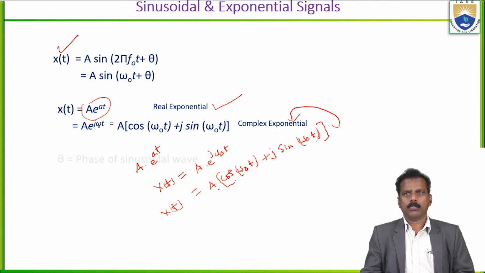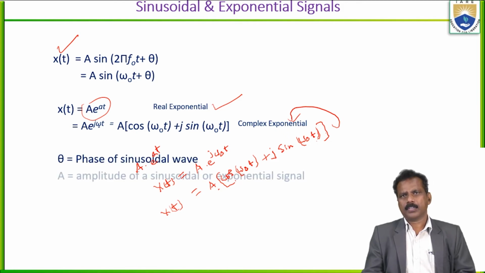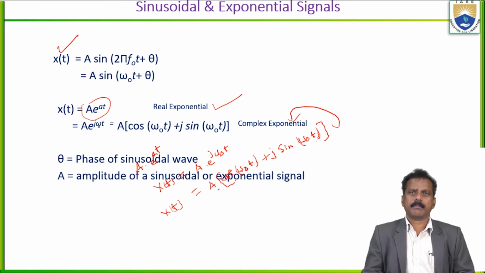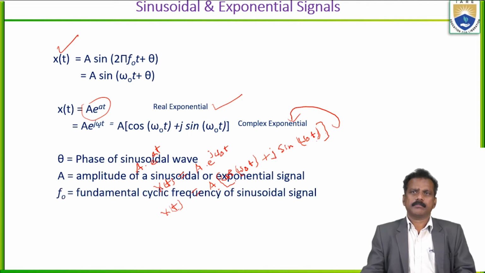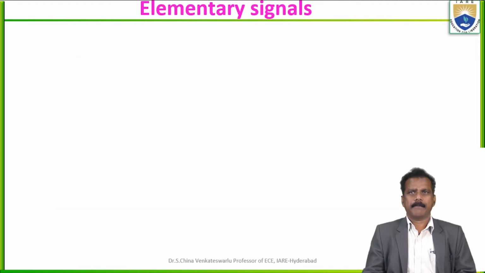Here theta is the phase of the sinusoidal wave, and capital A is the amplitude of the sinusoidal or exponential signal, where f naught is the fundamental cyclic frequency of the sinusoidal signal and omega naught is the radian frequency. The sinusoidal signal is mathematically x of t equals A sine of 2 pi f naught t plus theta.